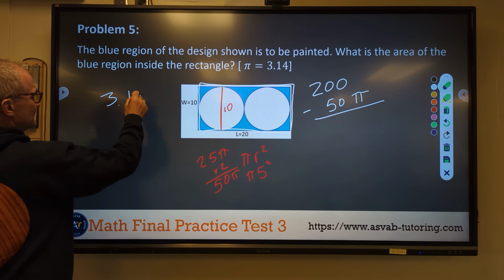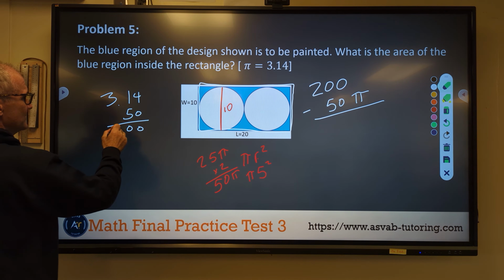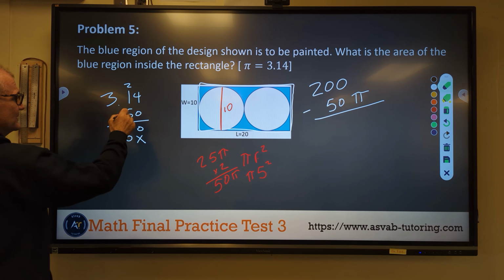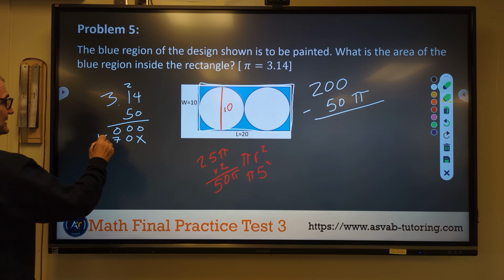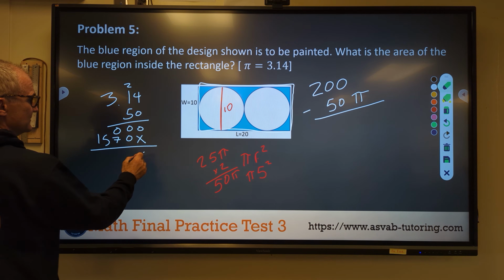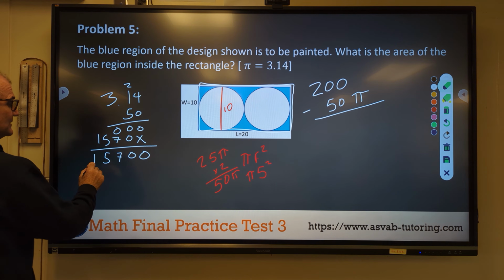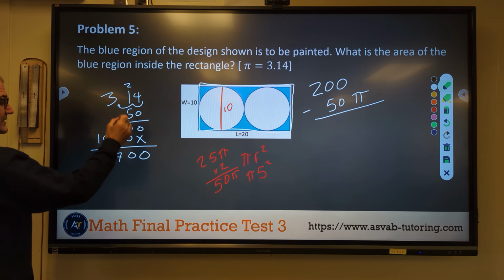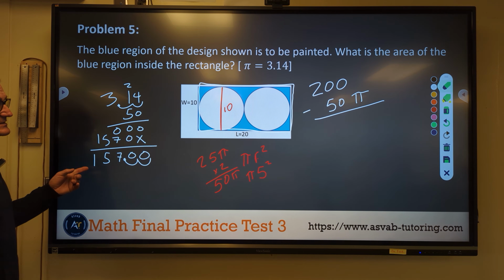I'm going to go 3.14 times 50. 0, 0, 0, placeholder, 5 times 4, 20, carry the 2, 5, 6, 7, 5 times 3, 15. I'm going to add these together: 0, 0, 7, 5, 1. My decimal place is over 1, 2. So I go over 1, 2, and I get 157.